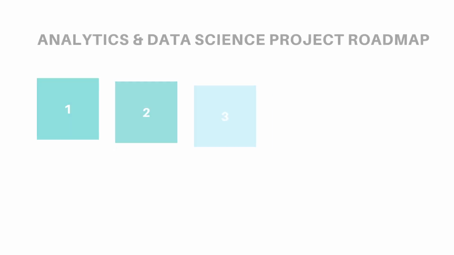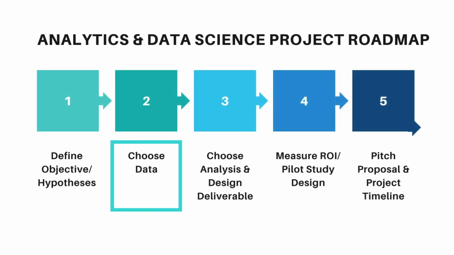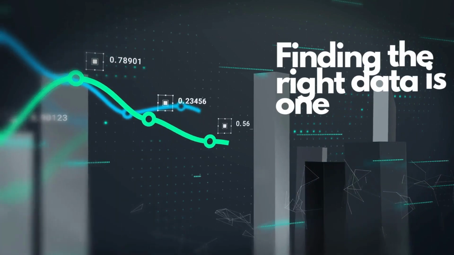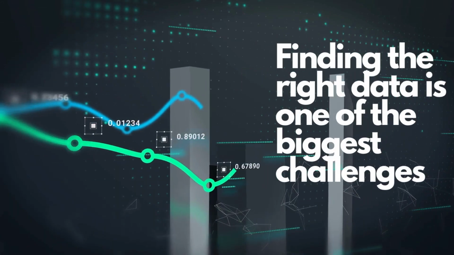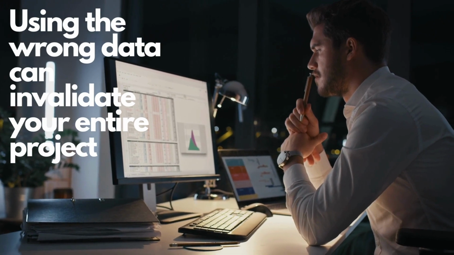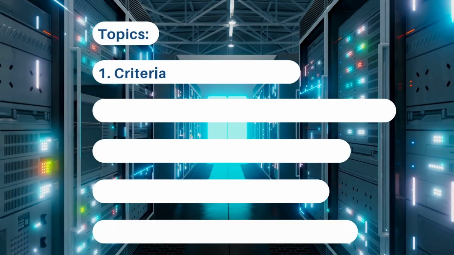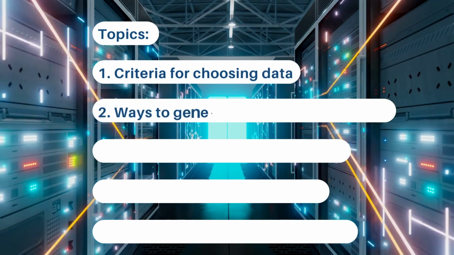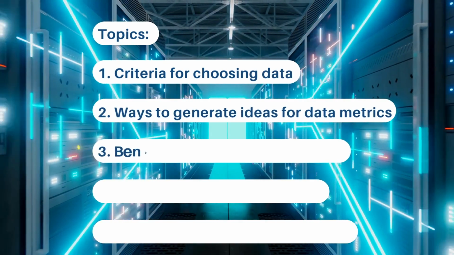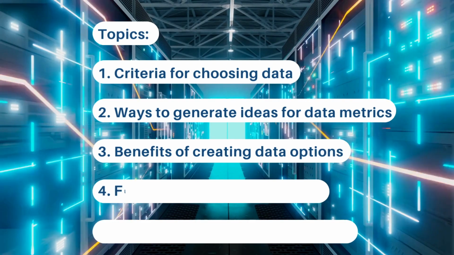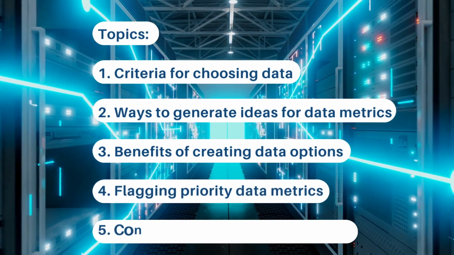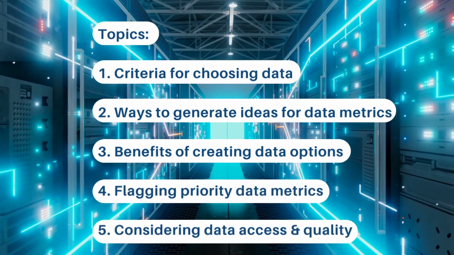This video is about how to choose the right data metrics to test your hypothesis. Finding the right data is one of the biggest challenges in an analytics or data science project. Using the wrong data can invalidate your entire project. Today we'll cover criteria for choosing data, ways to generate ideas for data metrics, benefits of creating data options, flagging priority data metrics, and considering data access and quality.